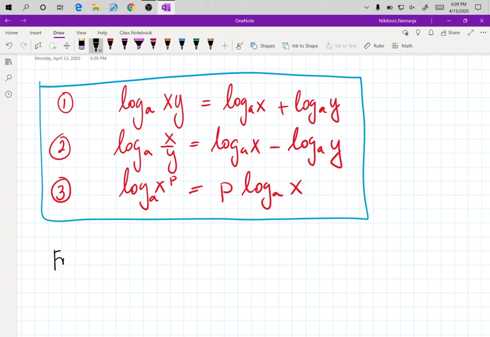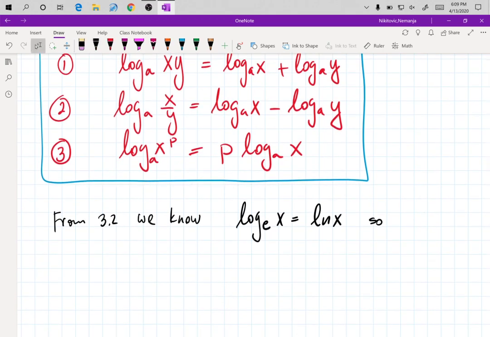From before, in 3.2, we know that log base e of x is written as ln x. So all of these three formulas get a version for ln. I mean, ln is a log, right?